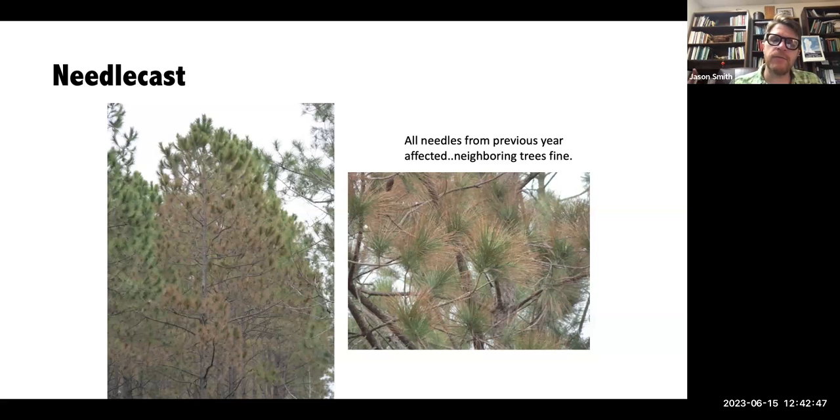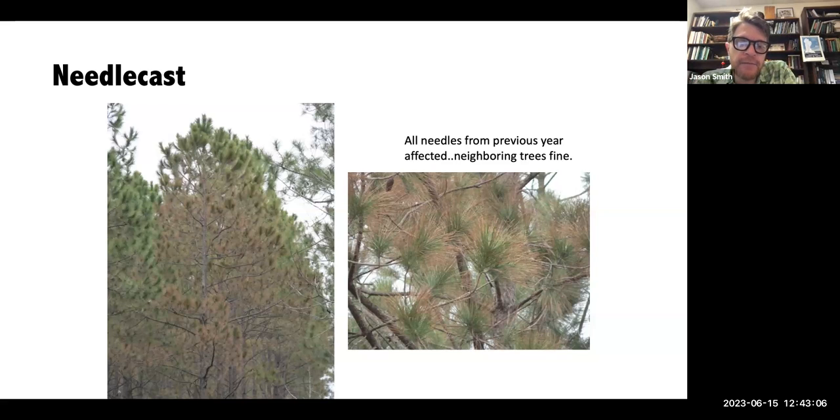By the time you get to the following growing season, those needles have turned totally brown, and they then drop from the tree. They're cast from the tree, and they're dropped at the same time that the new growth is emerging.